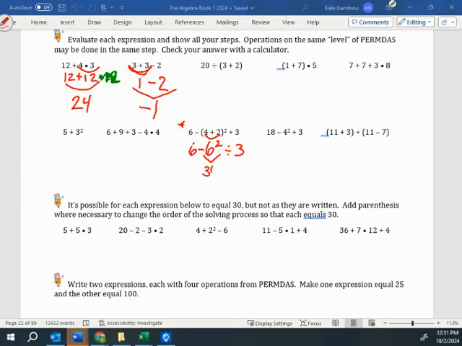6 times 6. Squared means 6 times 6. The exponent is 2, so we only have to multiply that 6 2 times. 6 times 6. It does not mean 6 times 2. I have a lot of friends who like to put 12 for that answer. It is not 6 times 2, it's 6 times 6, 2 times, right? So then I bring down the rest of my expression. 6 minus, divided by 3. What's my next step?